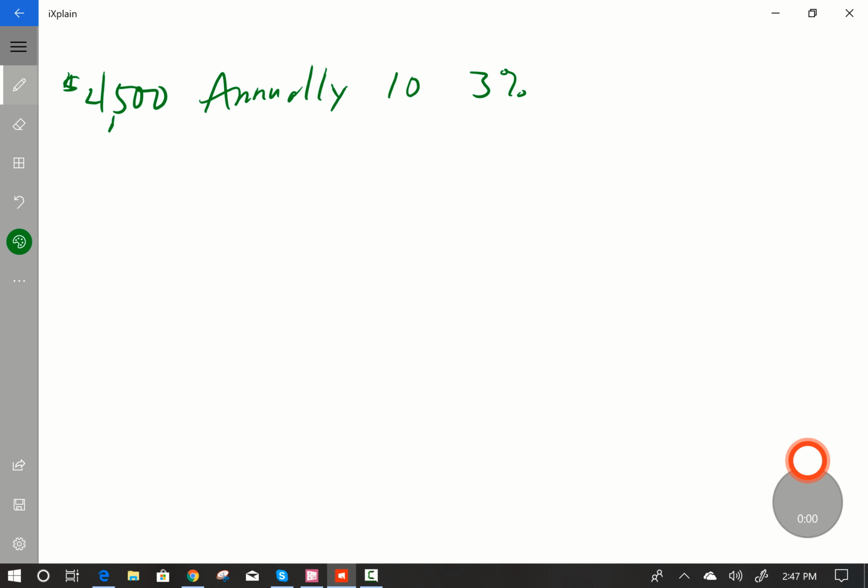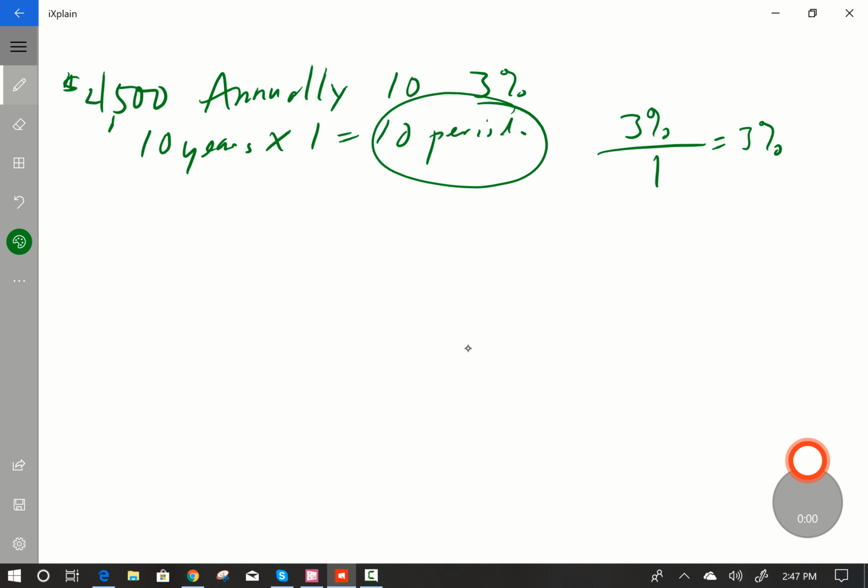In order to calculate this one, first of all, since it's 10 years, I want to take 10 years times one time a year. That's the number of times it will be compounded, so that's going to give you 10 periods. And then 3% divided by the number of times it's compounded each year, which is 1, will give us 3%. So I'm going to use 10 periods and 3% on the ordinary annuity chart, which is calculating for the future value of the annuity. So I'll put future value of ordinary annuity. That's the chart that I'm going to be using.